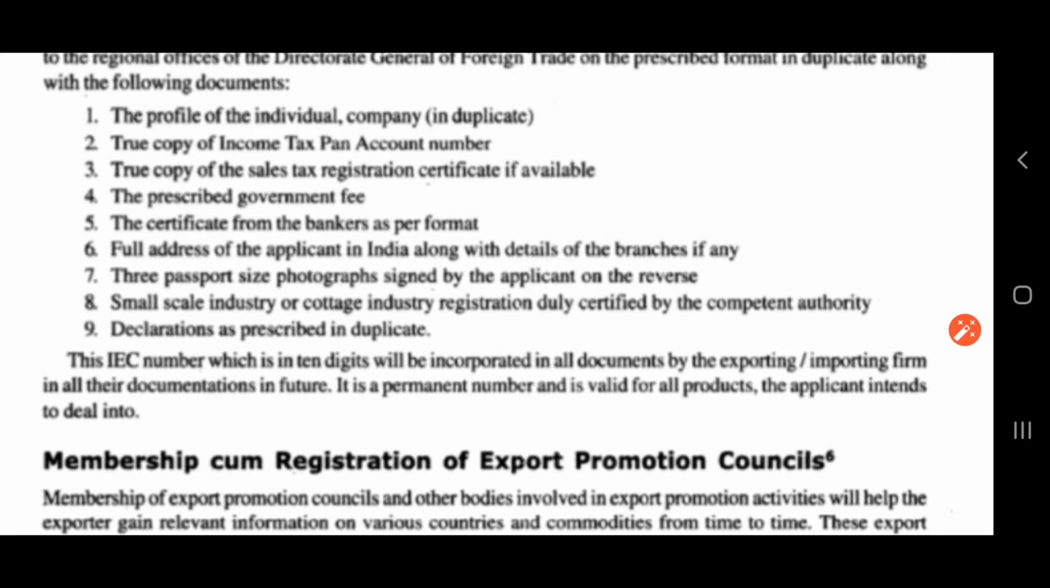So if it is an individual, the full address of the individual is to be submitted, or else if it is a firm, the firm may have a number of branches, so all the details of the branches should be provided at the time of applying for this importer exporter code number. Three passport size photographs which are duly signed on the reverse. Small scale industry or cottage industry registration duly certified by the competent authority, and declarations as prescribed in duplicate. So whatever self declarations are necessary are to be submitted in duplicate.